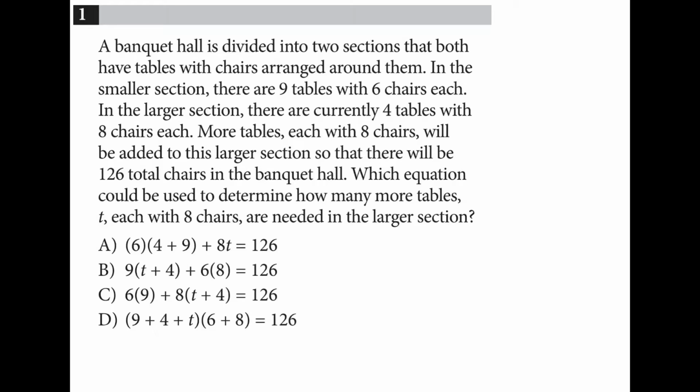In this banquet hall, we have a small section with 9 tables and 6 chairs each. So 9 times 6. I like that right there. In the larger section, we have 4 tables with 8 chairs each. So that would be 4 times 8.